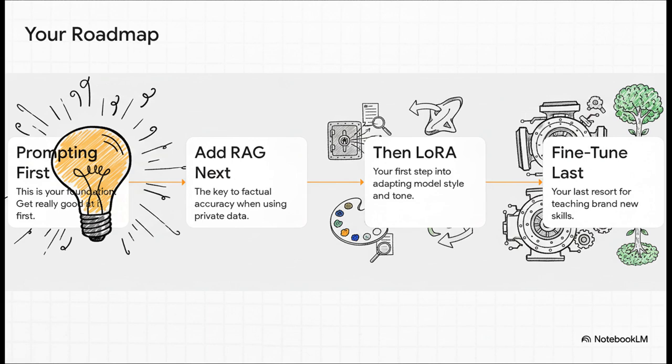Step 2, if private data is involved, your next stop is a RAG. That's your key to factual answers. Then, and only then, you move to step 3. Start playing around with LoRA for style and tone adjustments. And finally, way down the road is step 4. Think of full fine-tuning as your last resort, the one you save for those huge, game-changing projects.